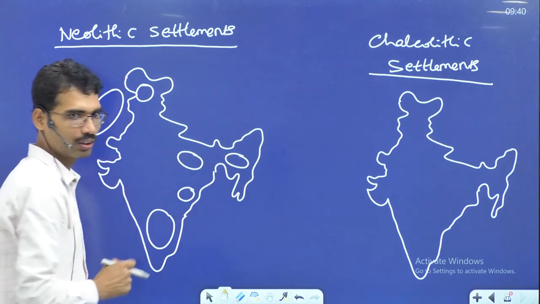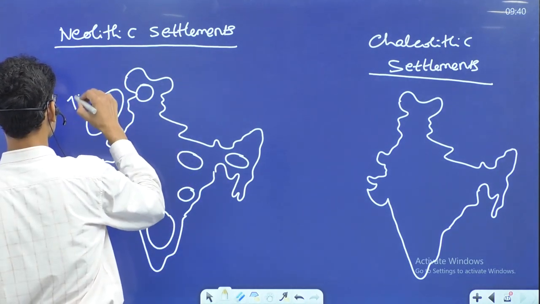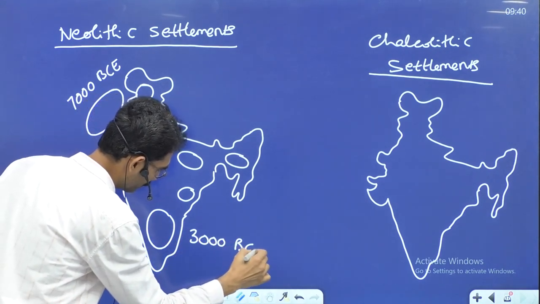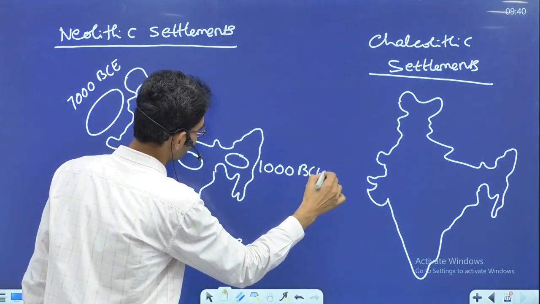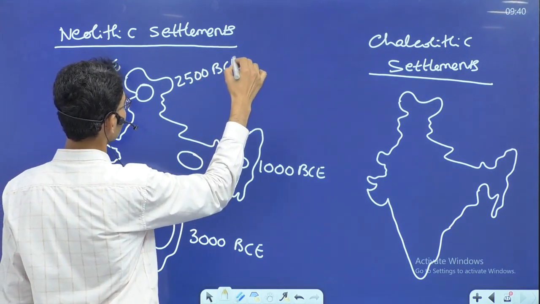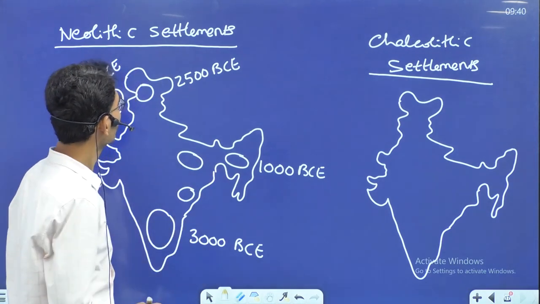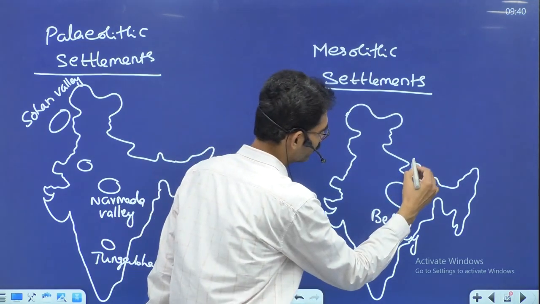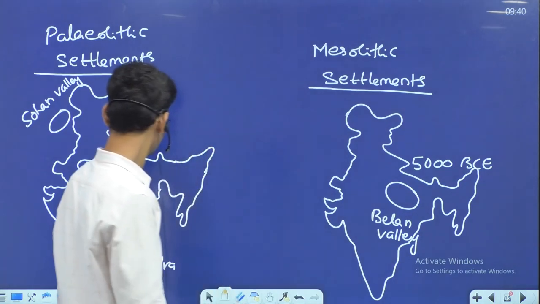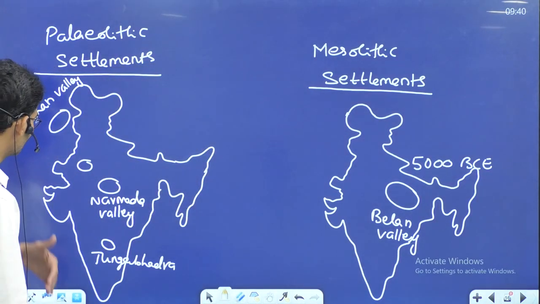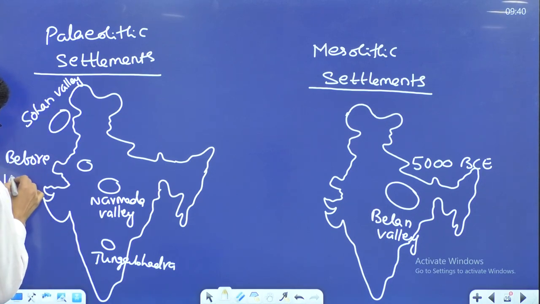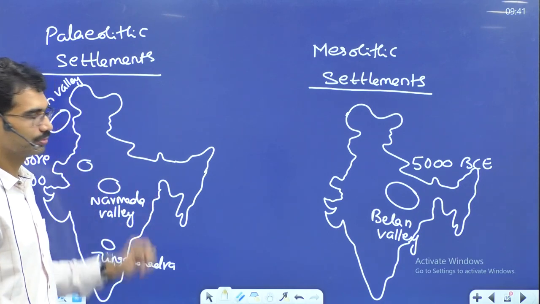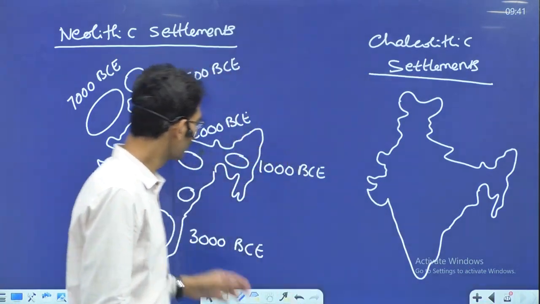And now these people are moving towards northeastern areas also. And if you take, this is 7000 BC, and this is 3000 BC, 1000 BC, 2500 BC. But you give this here 5000 BC. This is before 10,000. Before 10,000 BC itself, human settlements were there in India. Around 5,000 BC also, those settlements are continuing.